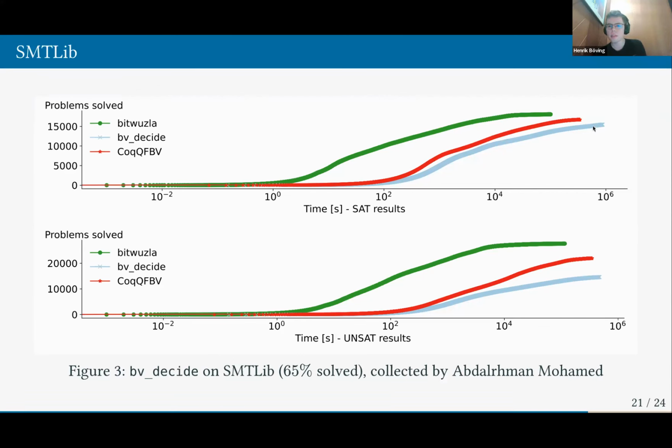On SAT, like on the SAT half, we get very close to what BitWurzler can do. Of course, BitWurzler is still a lot faster, but towards the end of the time limit, we are all very close to each other. But interestingly, on the unsub part, there's quite a large gap between BitWurzler and both COG QFBV and BVDecide. And there is a couple of reasons for that.